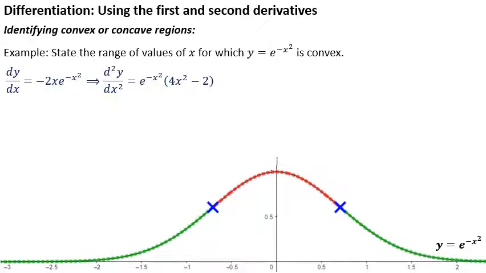We start by differentiating because we're going to need to find the second derivative. We care about when the sign of the second derivative changes. The first derivative we've already got from before, minus 2x e to the minus x squared. The second derivative we can construct using product rule. I've done that and simplified it. You might want to work through for yourself to make sure it works the way it should.